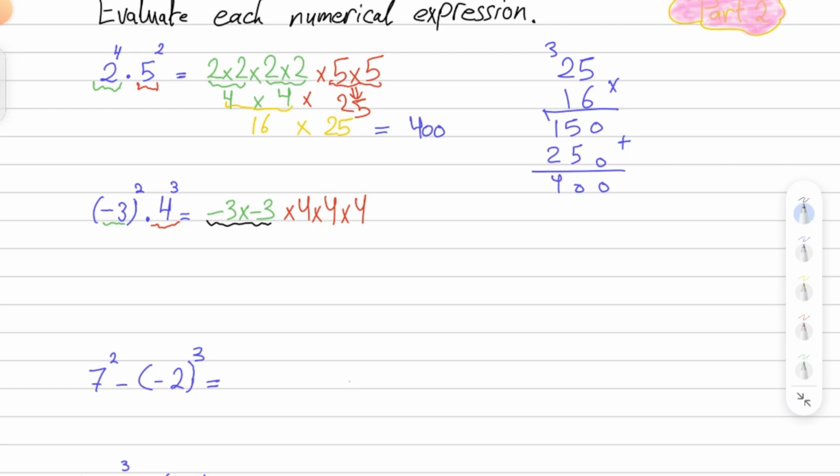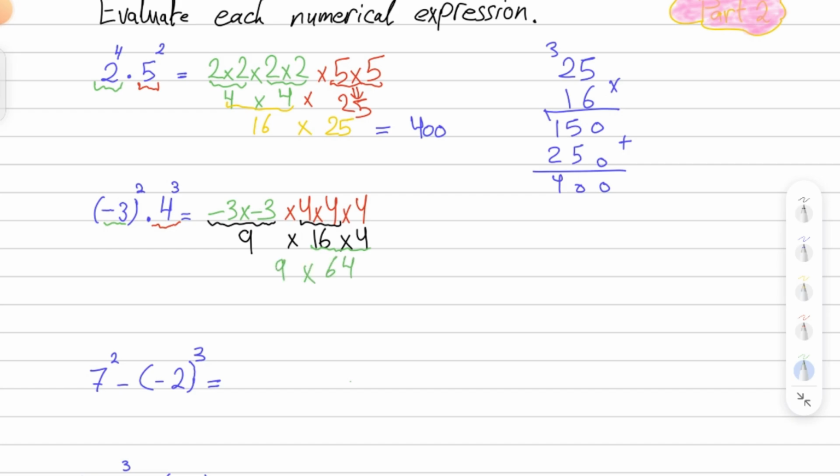Let's simplify it. Negative 3 times negative 3. Negative times negative equals positive. 3 times 3 is equal to 9. 4 times 4 is 16, times 4. Okay, let's simplify this more. 4 times 16, or if you want, you can multiply 4 by 9, which is 36, or 16 by 4, which is 64.